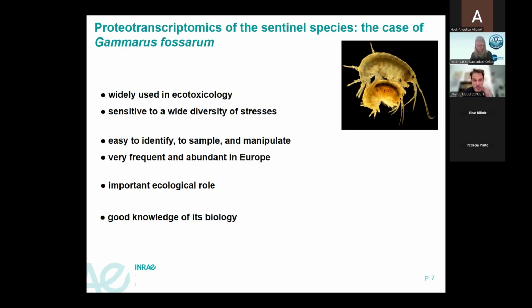Gammarus fossarum is widely used in freshwater ecotoxicology because it is sensitive to a wide diversity of stresses. It's quite easy to identify, to sample in the field, and to manipulate. It's very frequent and abundant in Europe, and it also has an important ecological role. And we have a good knowledge of its biology.